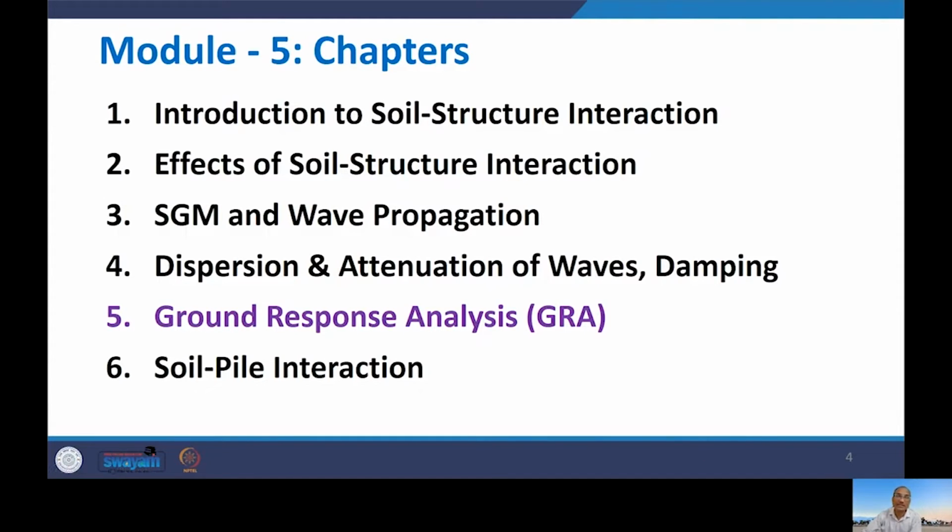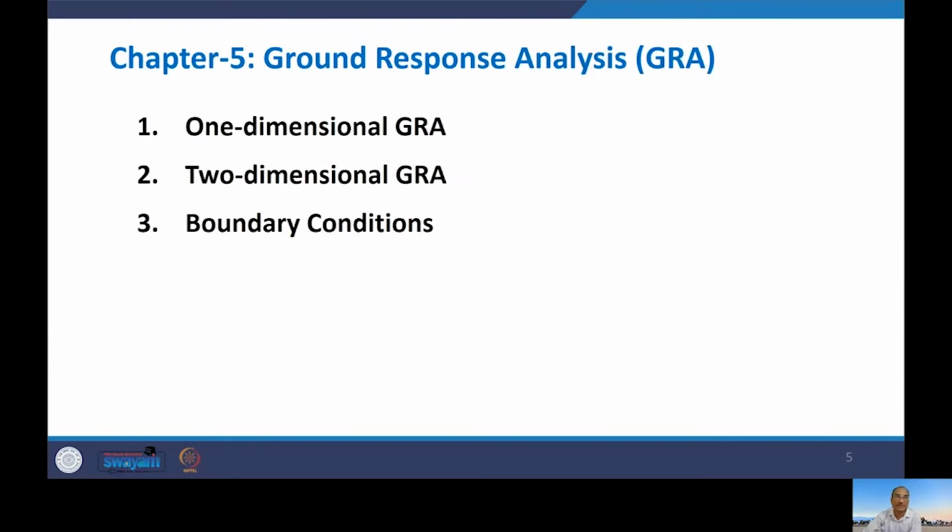In fact, GRA is the first step of any soil structure interaction analysis, SSI, and it is very important to know what is ground response analysis for earthquake resistant design of structures and foundations. So what are the contents of today's lecture? What we are going to talk about is one-dimensional ground response analysis, two-dimensional, and boundary conditions.